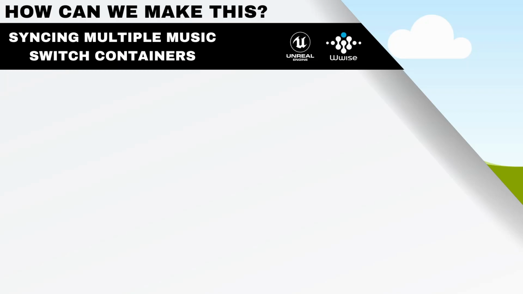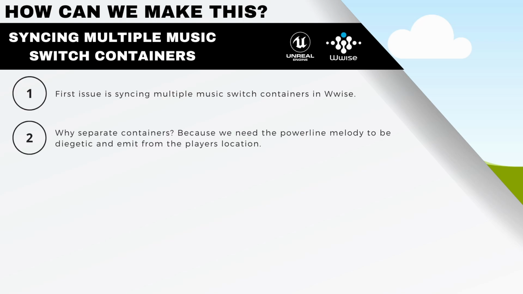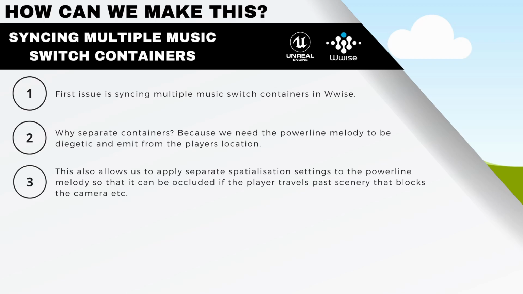Okay, so we're going to go and have a look into our Wwise session. Now, the first problem to solve is syncing across multiple music switch containers. Why do we need to do this? Because we need the powerline melody to be diegetic and emit from the player character's location in Unreal Engine. It also allows us to apply spatialization, such as reverbs or occlusion to the sound if we want to do that.